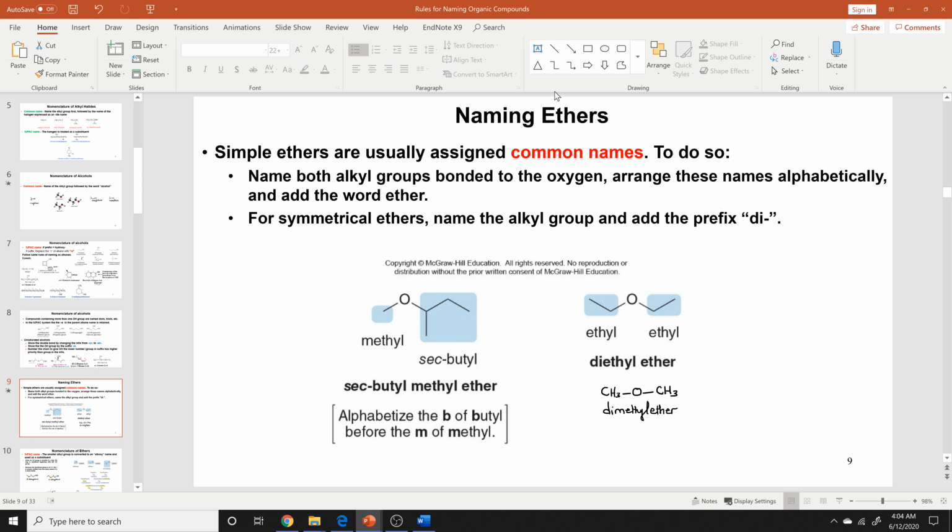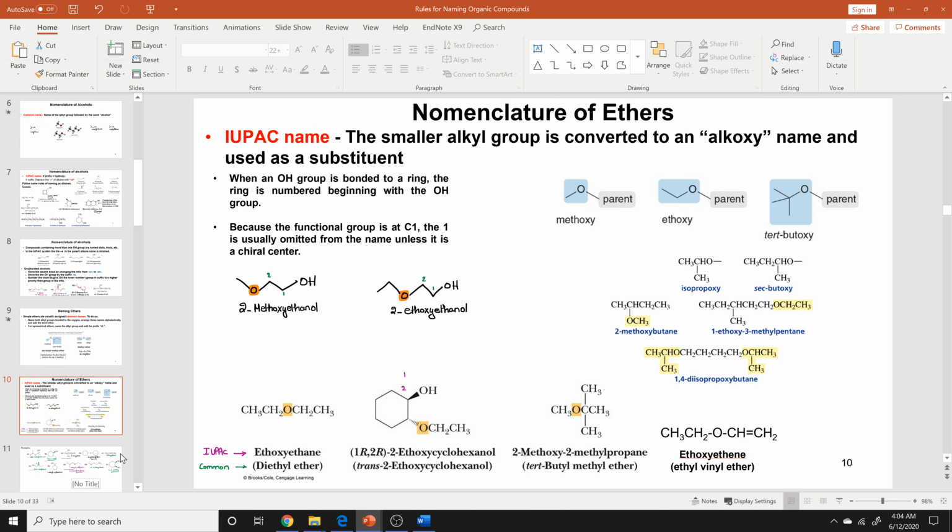If you have a symmetrical ether, then you name the R chain and put the prefix di in front. So it's going to be diethyl ether. This is dimethyl ether.